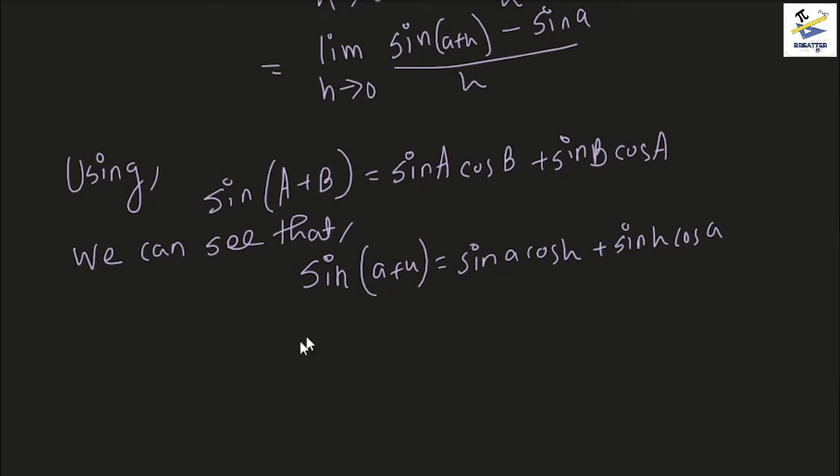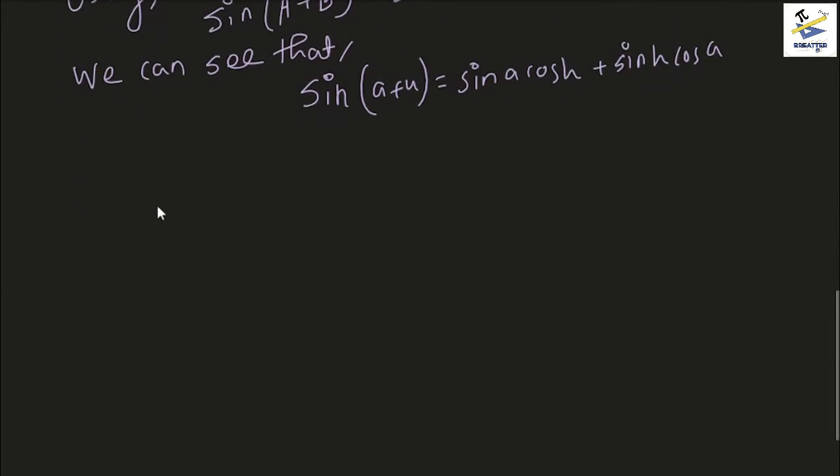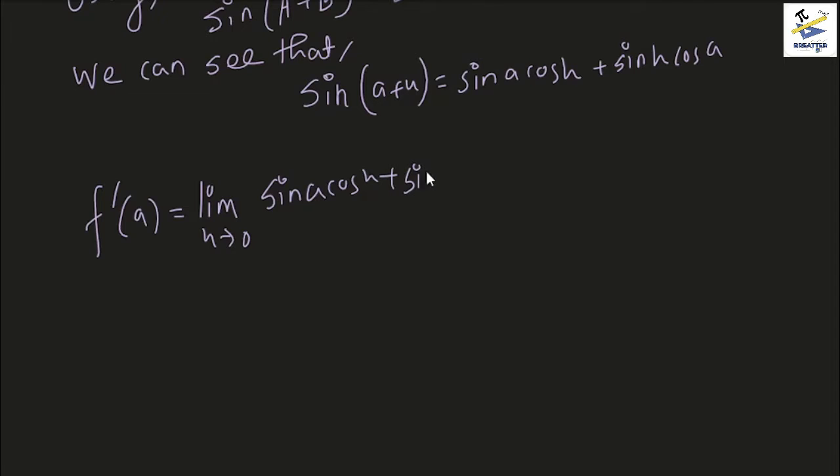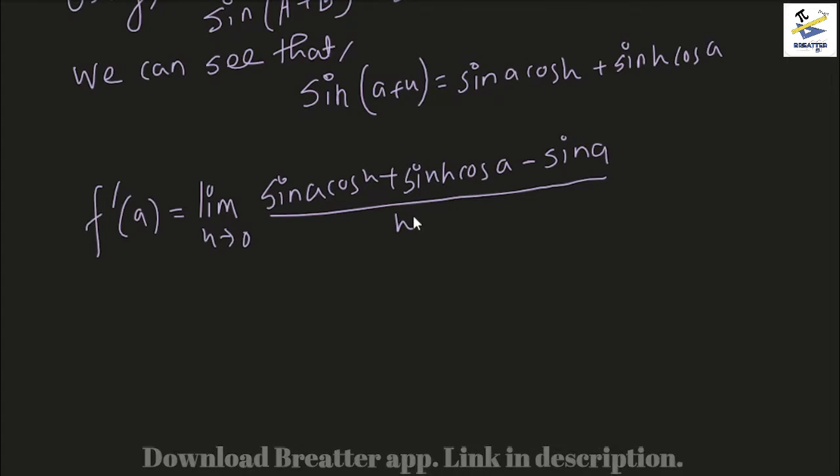When this is done, what we can do now is we can find the limit. Actually, here we do not need to call the answer L. We already have a name for it. So f dash a is equals to limit h tends to 0 sine a cos h plus sine h cos a minus sine a divided by h, right?